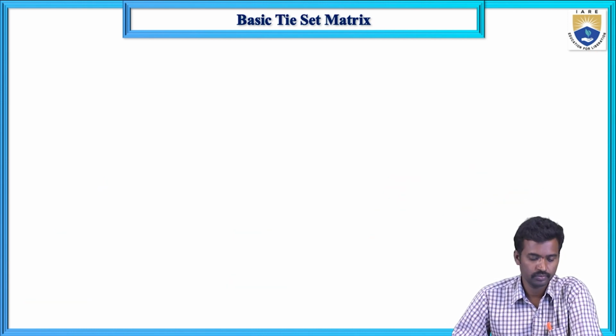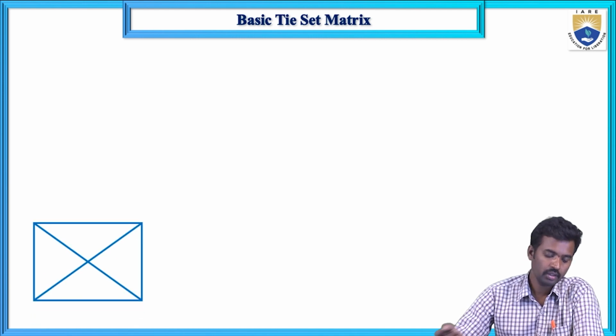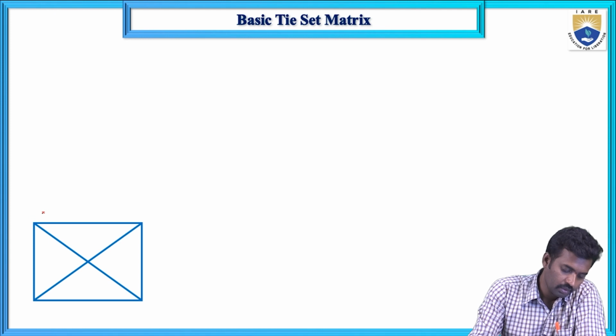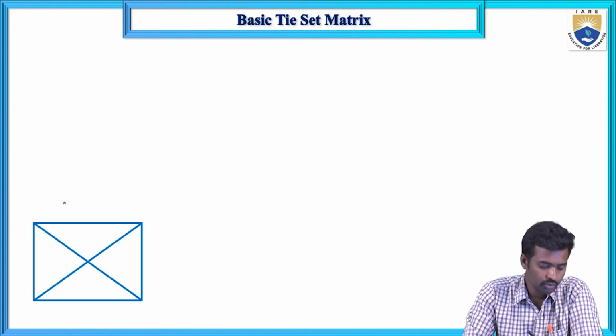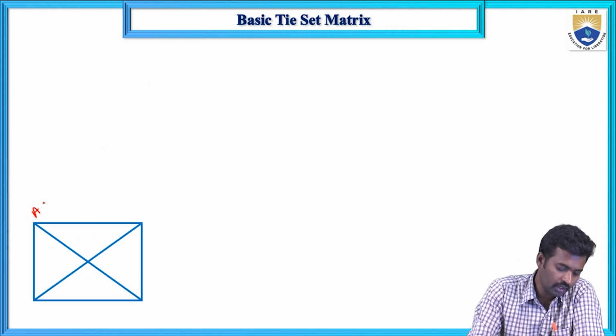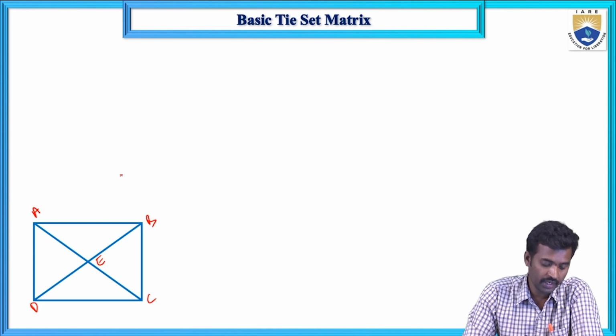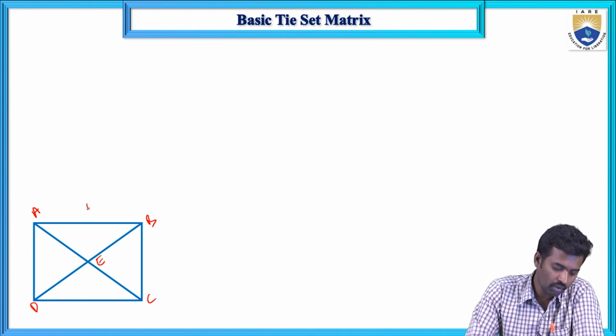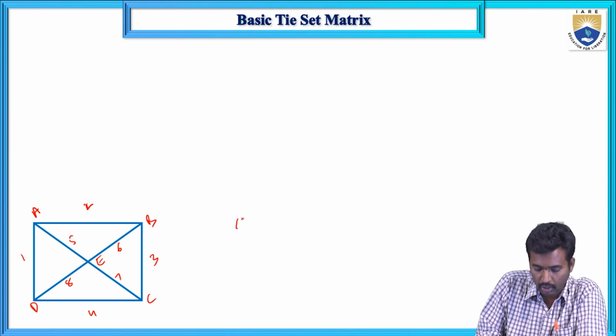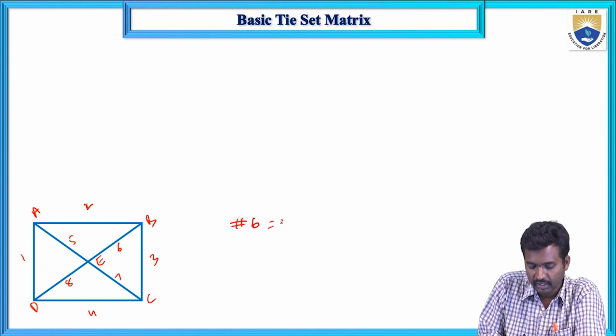Next, determine the basic tie set matrix for this network. So A, B, C, D, E, so these are the 5 nodes. And the branches 1, 2, 3, 4, 5, 6, 7, 8. So total number of branches here is 8.